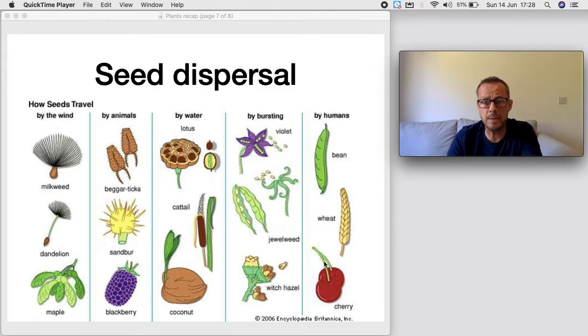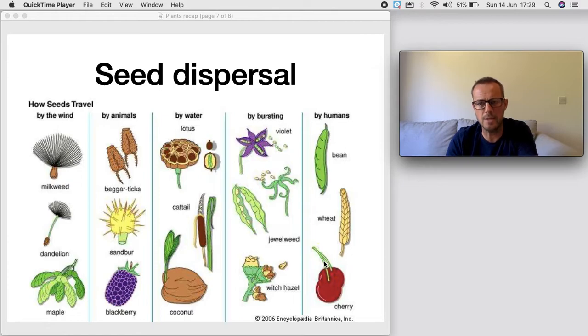There's seed dispersal by water, where seeds are large and they can float and travel along streams or along the sea. Or there's seed dispersal by bursting. There are various flowers and plants that will explode as they dry out, spreading the seeds large distances. And humans disperse seeds as well by eating them and then the seeds being passed through the human waste and through the digestive system. So that's a very quick summary of what you've done so far.